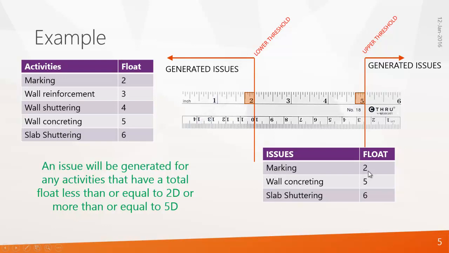Marking has 2 days float, that means 2. Wall concreting is 5. Here you can see the value is 5. Slab shuttering is 6, that means 6 is a value which is greater than 5, so it is also generated as an issue. So this is how you generate issues using thresholds.